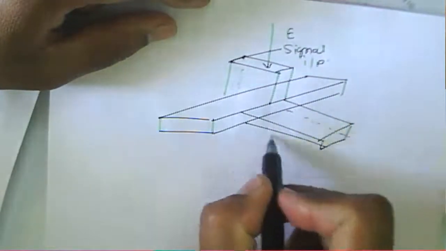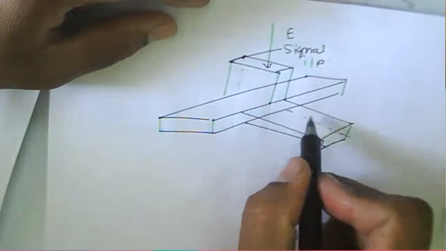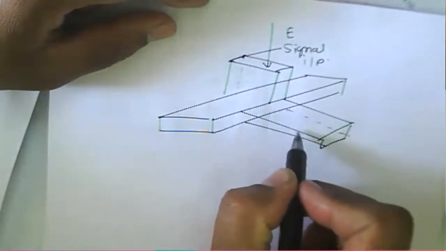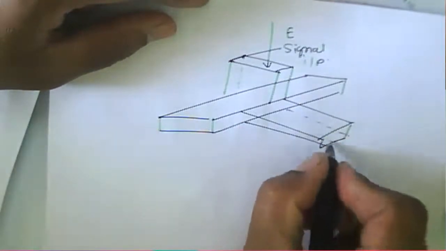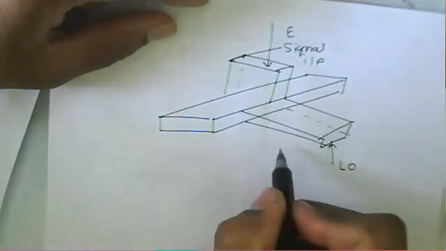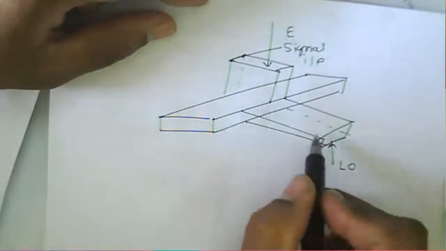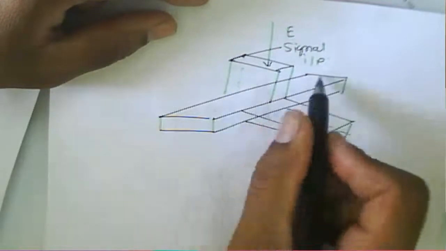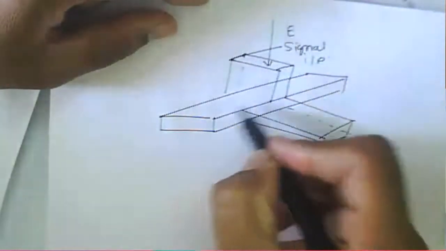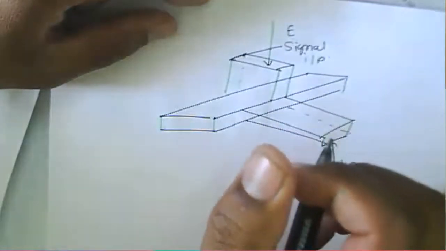This becomes isolated. Okay, this particular port becomes isolated. We provide the input here, and at that same time this is isolated. Now then we can consider the local oscillator here. Okay, when we provide the input at this particular arm, output will be available. If we provide the input at this particular arm, output will be available at port 1 or port 2.